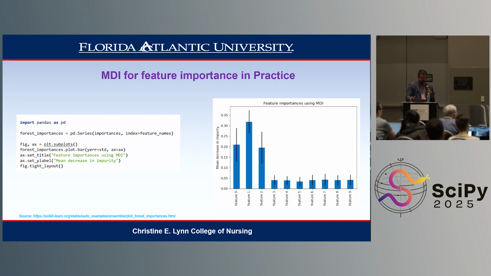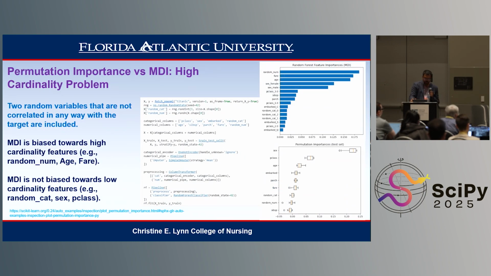And this is just the plotting that we are going to go through, showing which features are most important and which are not. Here is one instance where GINI is going to suffer. Over here, we are going to show you that MDI is biased towards high cardinal features.